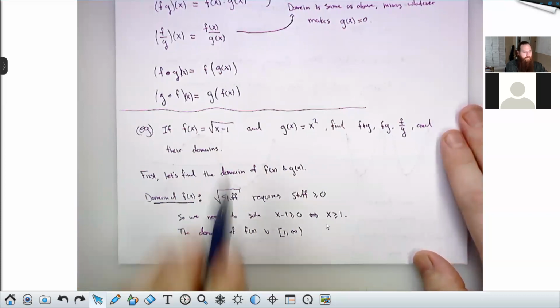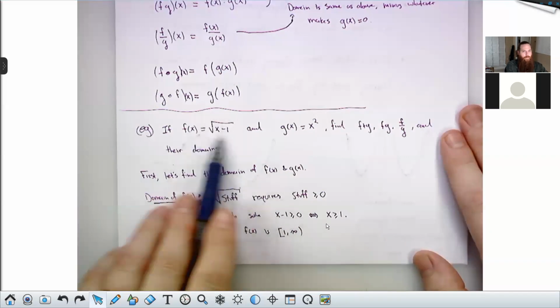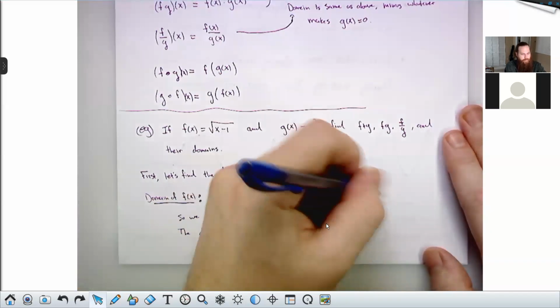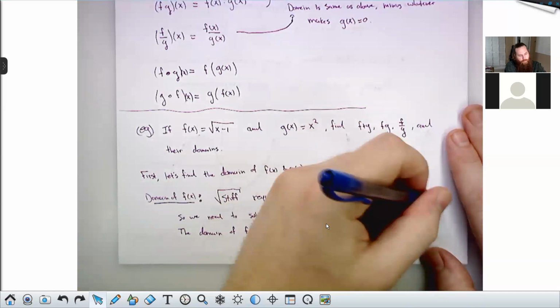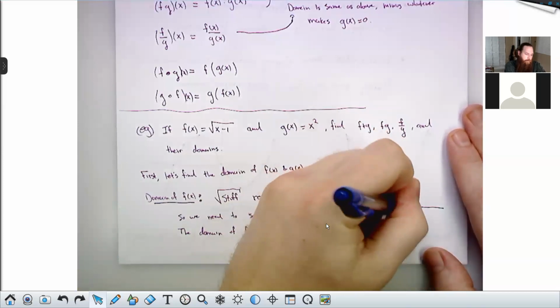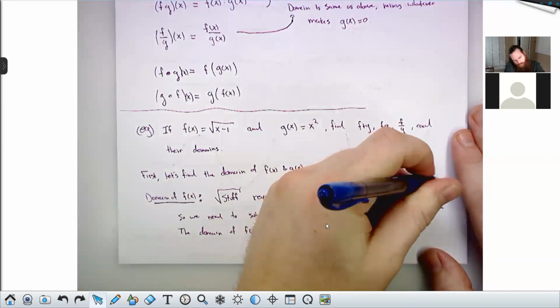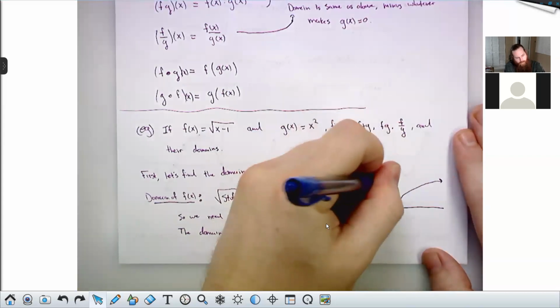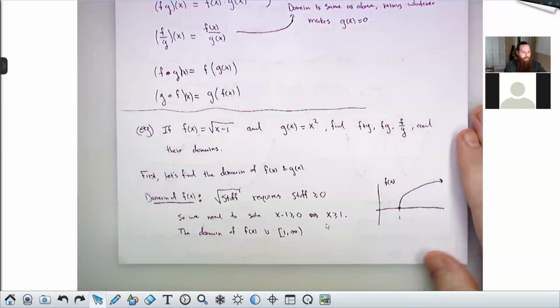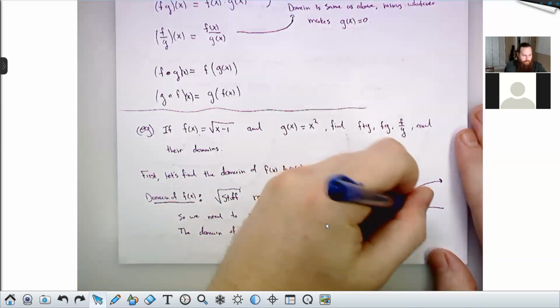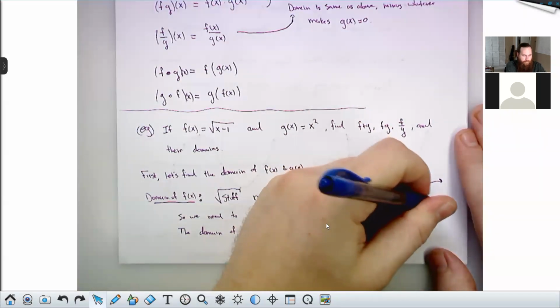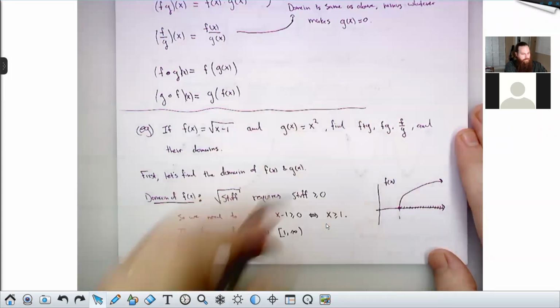Remember also you could get this as a translation of the square root function, right? The graph of f of x is the square root function shifted to the right by 1 unit. So here's the graph of f. So its domain is just this stuff, which is this interval.